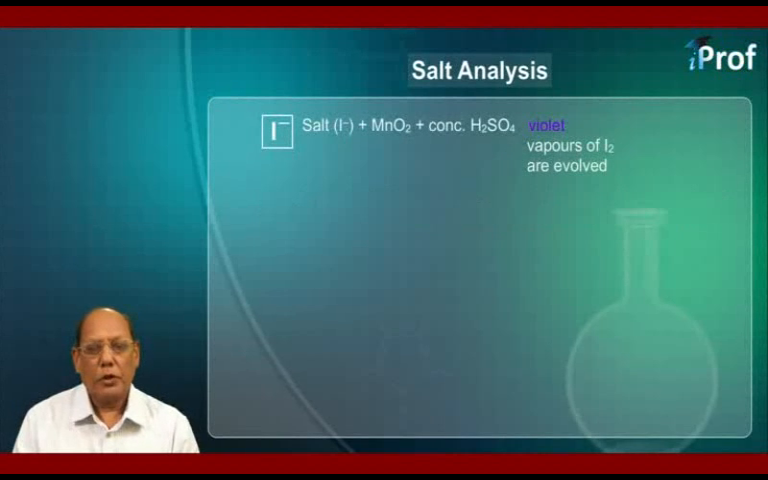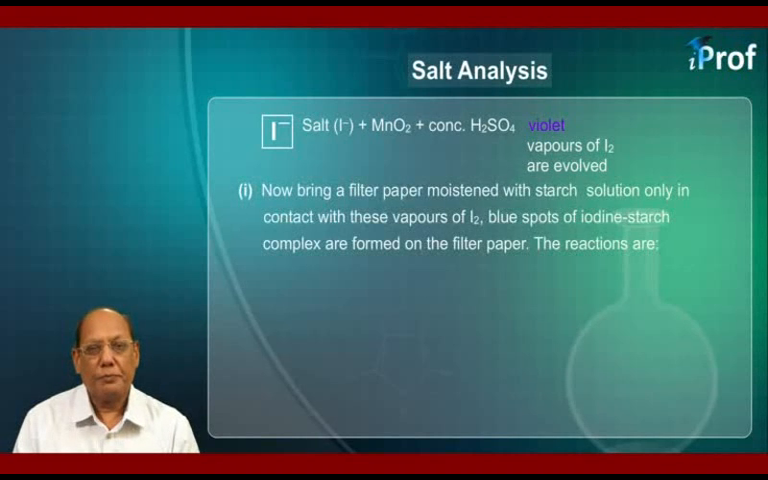Now we have confirmatory tests for iodide ion. For that we take salt containing I-, add MnO2 and concentrated sulfuric acid to it and heat. Violet vapors of iodine are evolved. Now we can perform the first test. Bring a filter paper moistened with starch solution only in contact with these vapors of iodine. Blue spots of iodine starch complex are formed on the filter paper.